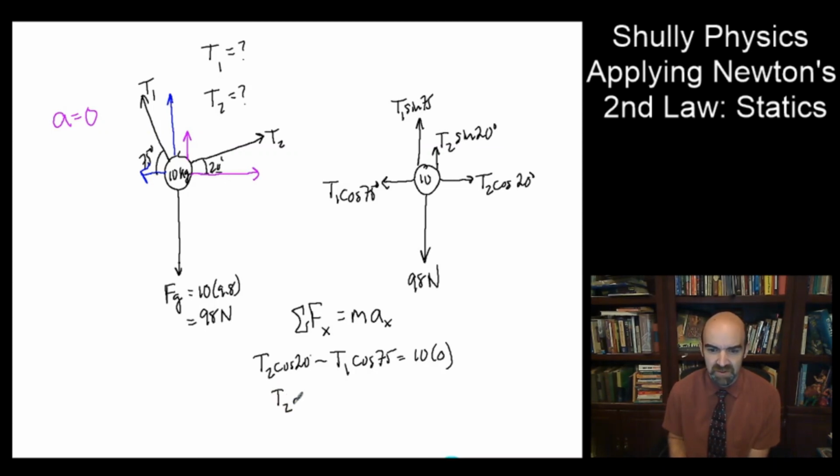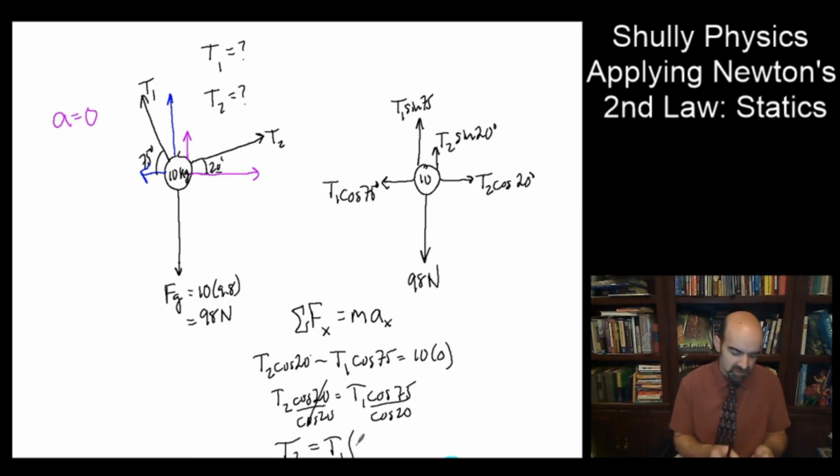All right, I can simplify this a little bit. T2 cos 20, if I add T1 cos 75 to both sides, we're adding it to 0, so that'd be equal to T1 cos 75, and divide both sides by cos 20. These are really weird trig numbers, so I'm going to come up with a value for them. So T2 equals T1 times cos 75 divided by cos 20.